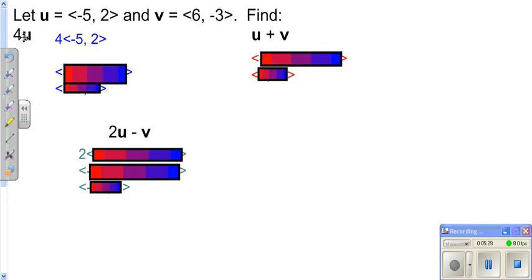Here we need to take a look at 4u. So basically you take u, bring it down, take 4, so you got to take your 4 times each one of those. So your 4 times your -5 is -20. Your 4 times your 2 is your 8.